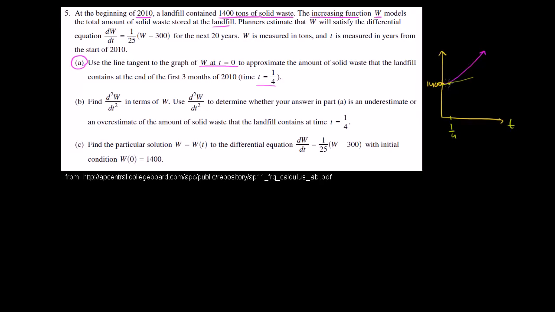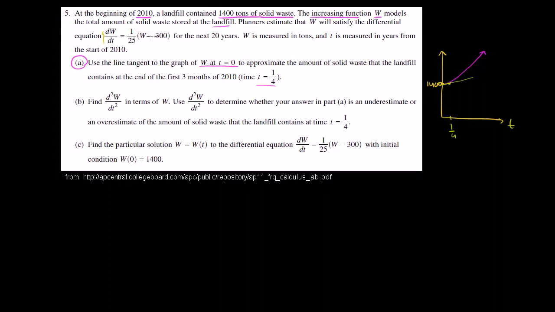We're extrapolating forward from that first point and the current slope. So we really just have to figure out the slope of this line and see where that line is at t equals 1/4. And you say, wait, how do we know what the derivative of W is at 0 without knowing W? And that's where we can go straight to this differential equation.